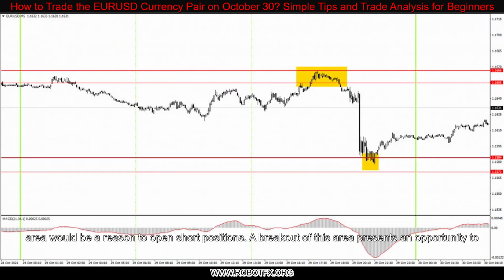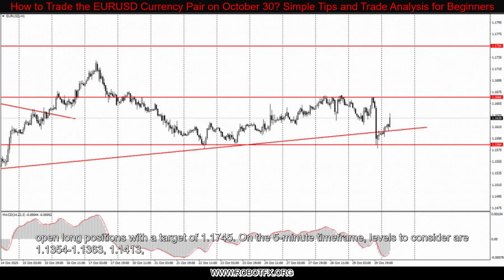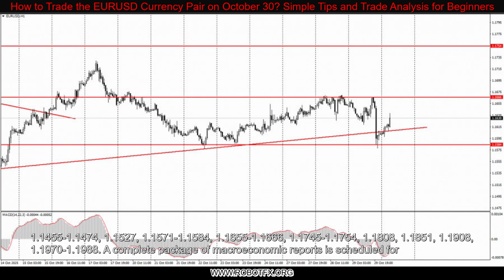On Thursday, novice traders can trade from the 1.1655-1.1666 area. A new bounce from this area would be a reason to open short positions. A breakout of this area presents an opportunity to open long positions with a target of 1.1745.